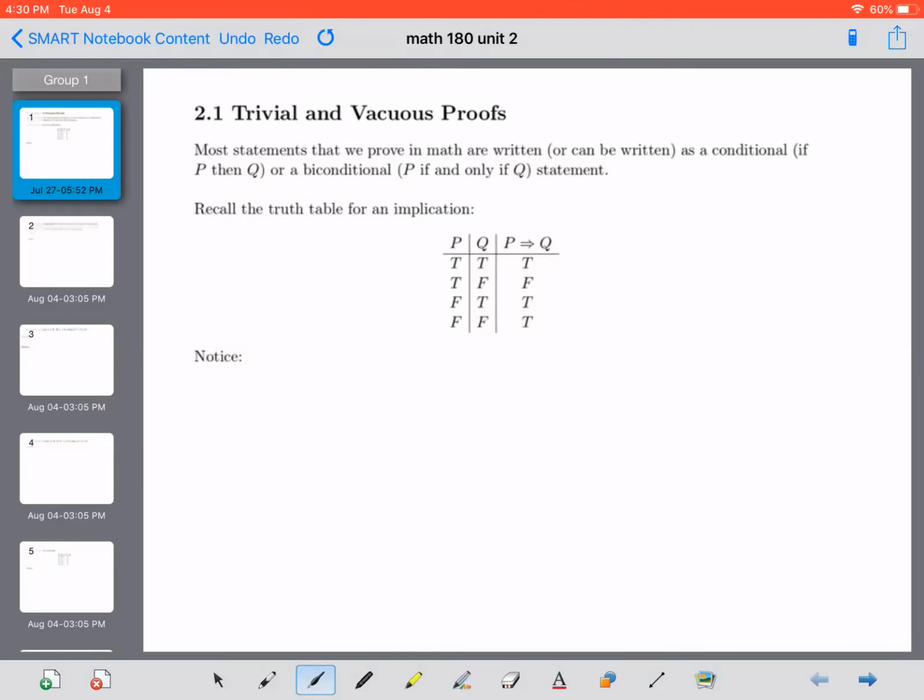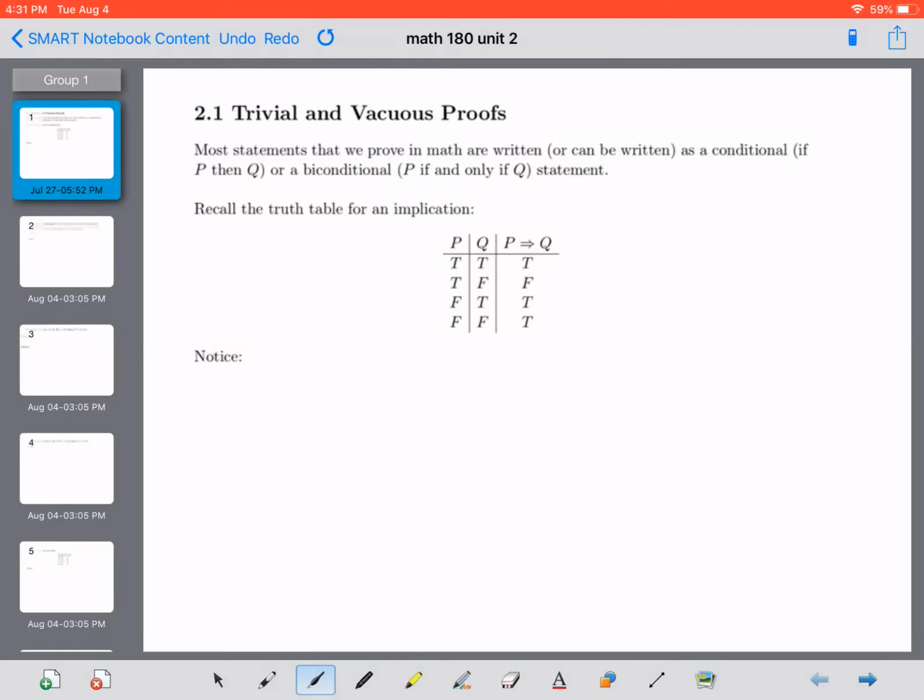So we're now ready to start Chapter 2, which deals with various types of proof techniques. In Section 2.1, we talk about what's probably considered one of the easier types of proofs, and those are trivial and vacuous proofs. Now, this is only going to apply to certain different types of statements. But if a particular conditional statement, an if-then statement, can be expressed in having one of the following two properties, we can use a trivial or a vacuous proof to prove it.